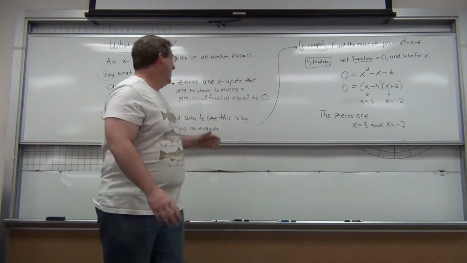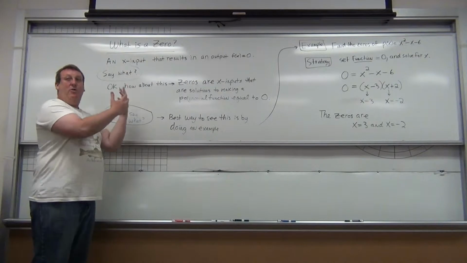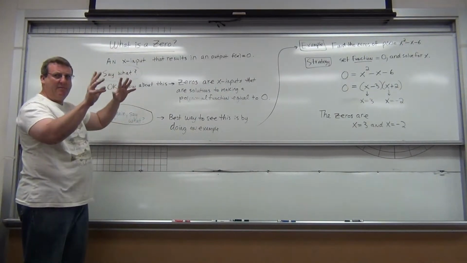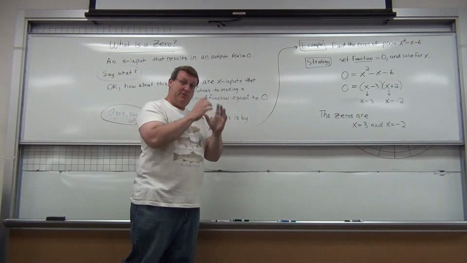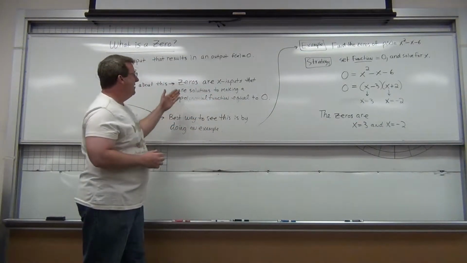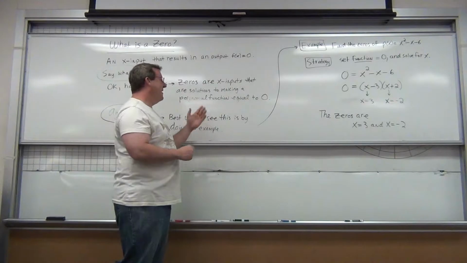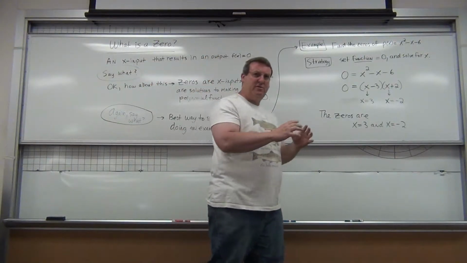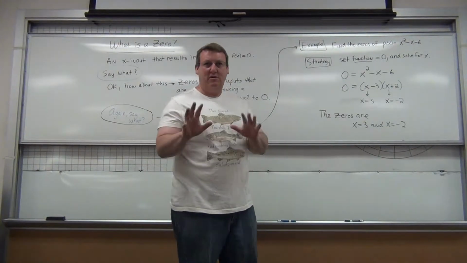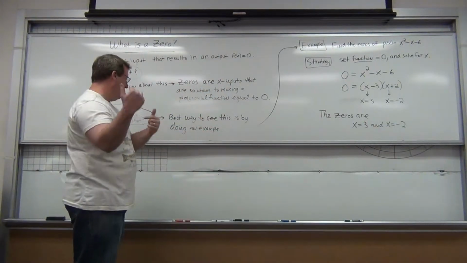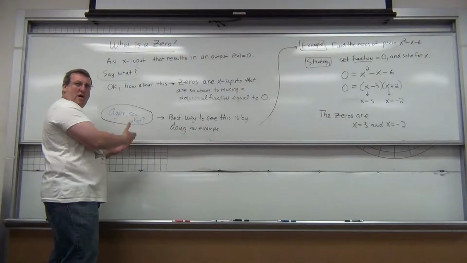No, I'm just kidding. I don't blame you for looking at me saying, say what? Okay, let's try it again. How about this? Zeros are the x inputs that are solutions to making a polynomial function equal to the value of 0. Are you kidding me? Come back. Again, say what?